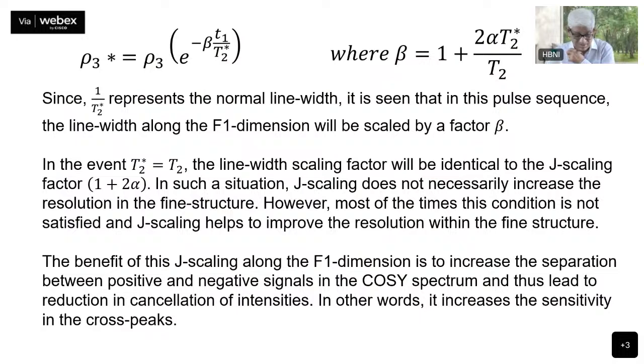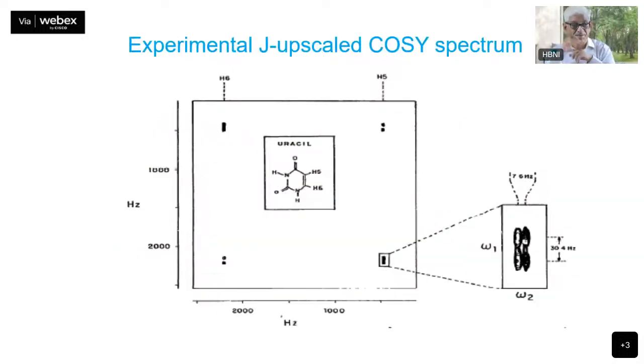In other words, it increases the sensitivity in the cross peaks and it also allows you to measure the coupling constants in a more accurate manner. Here is an experimental example. A very simple molecule which you have taken here: this is uracil. Uracil has just two protons, H5 and H6 here. So therefore, it is a simple two-spin system, and you have the diagonal peaks here and the cross peaks here.